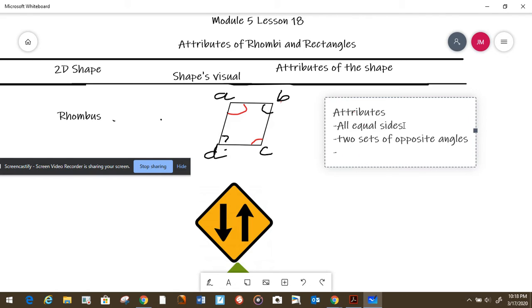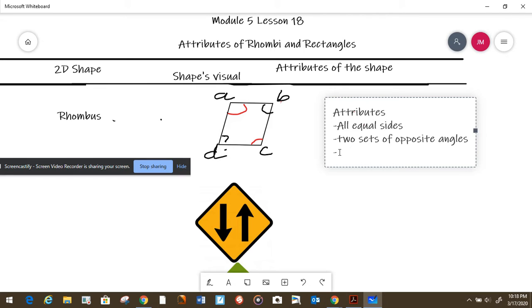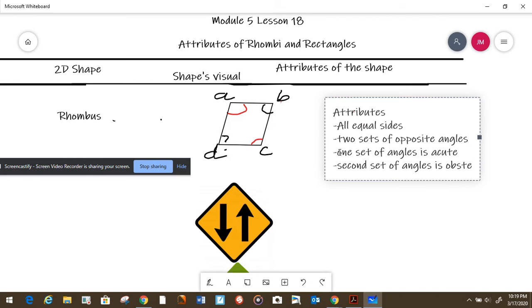Let's look at one more thing. So we looked at all equal sides. It has two sets of opposite angles. And what else? Are we missing anything? So we look at the sides, the angles, and I think that's pretty much it. Okay, that's good. Here we can add a little bit more information. One set of angles is acute, and the second set of angles is obtuse, which means greater than 90.